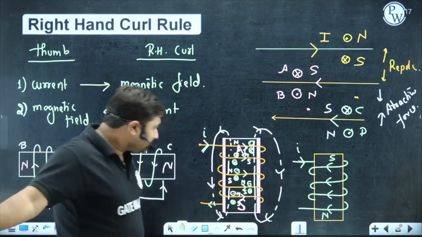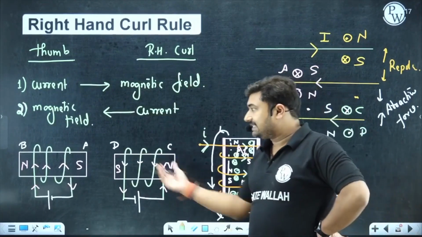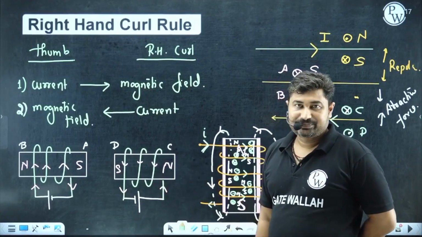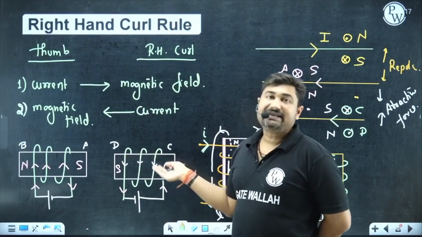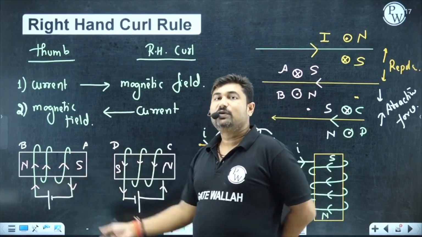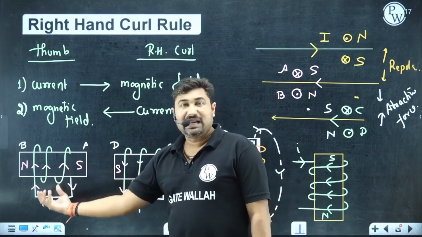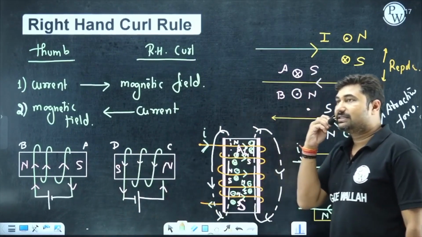I have supplied a DC. In a DC machine, we have DC fields. In an AC machine, we have AC fields. So I have supplied a DC, then the polarity will always remain the same. There will be no change in the polarity of the magnet. If you supply an AC here, then in every half cycle, the polarity of the magnet changes. Is it okay?